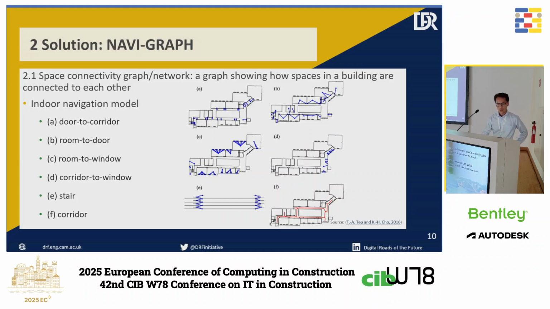In the indoor navigation model, you will see all those things: door to corridor connection, room to door, room to window, or corridor to window. But among all those connectivities, you can see two types. The first is the horizontal connectivity, which means you need to find out how rooms on the same floor are connected to each other. The second is vertical connectivity, which means how spaces on different floors are connected to each other.